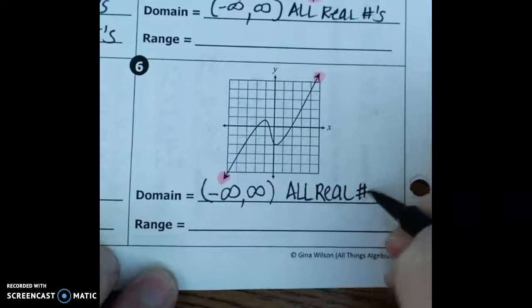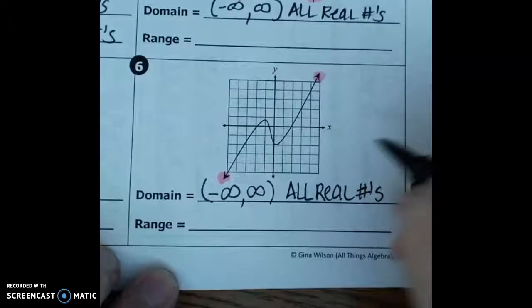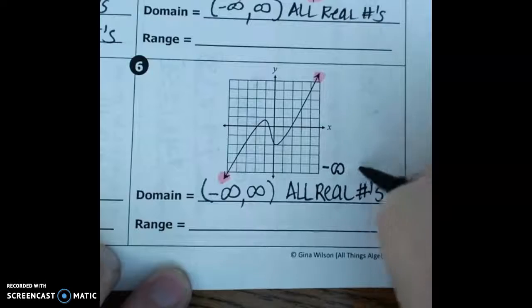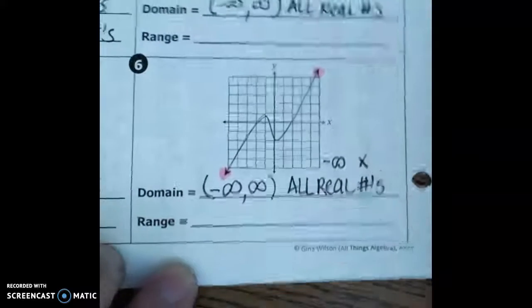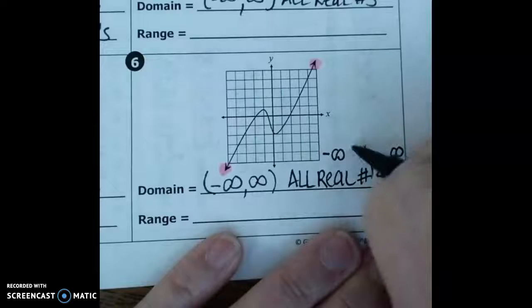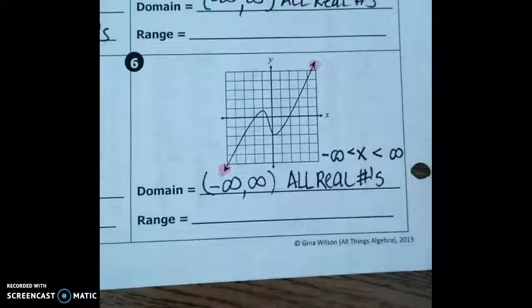Either of these written answers are acceptable. The last way you could write this is you could say -infinity is less than, we're talking about domain, so we have an x, less than +infinity. We just use a regular less than sign because you cannot be equal to infinity because it's not a number, it's a concept.